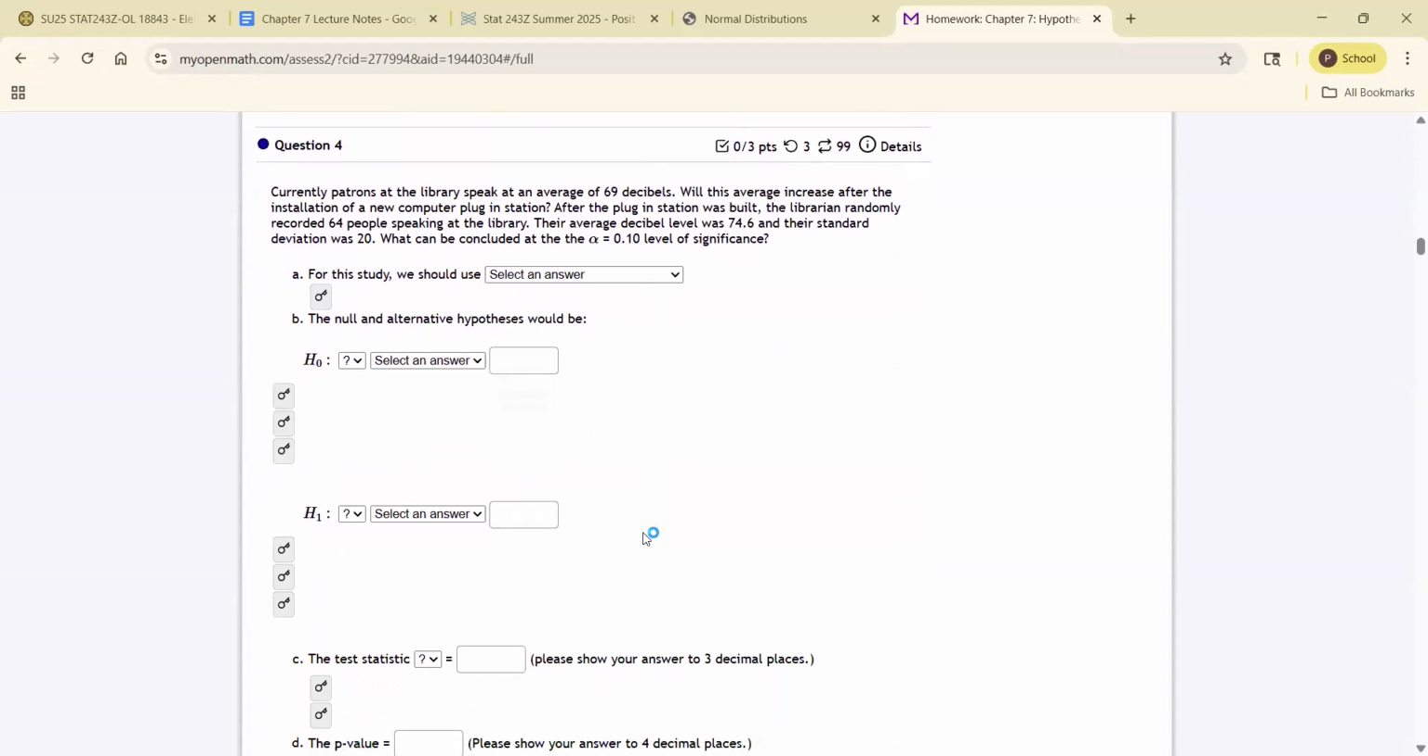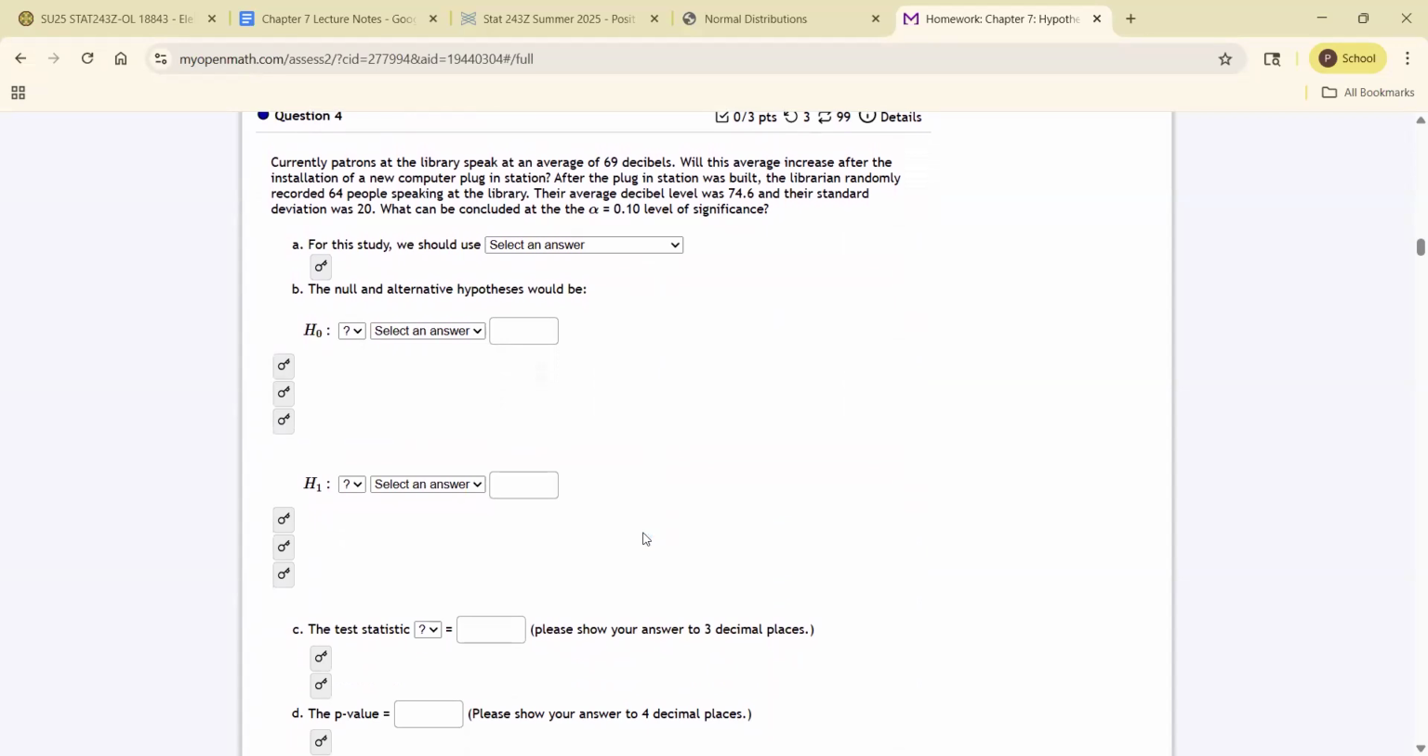Here's one where we don't have data. And so we're going to need to do it a slightly different way in R. So we've got an average of 69 decibels. Okay, so we're talking about a mean. So we should do a t-test for a population mean.